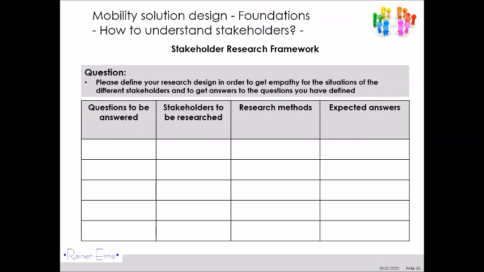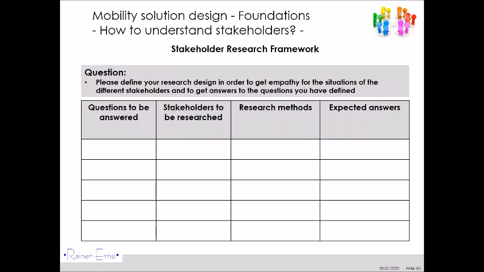question into sub-questions. So what are the questions you are interested in which should be answered? The second step is then to think about who could be able to answer this question. So who are the stakeholders who are to be researched in order to answer this question?